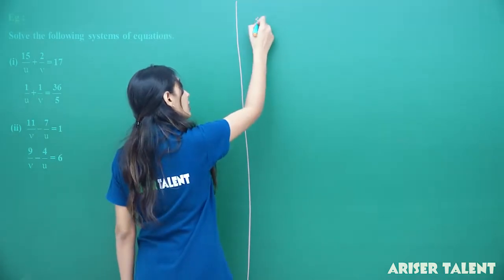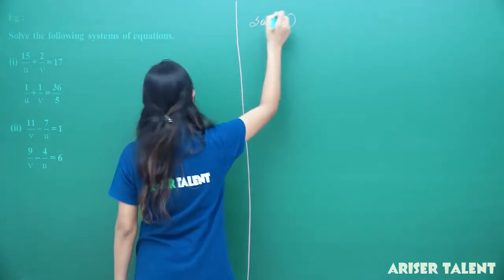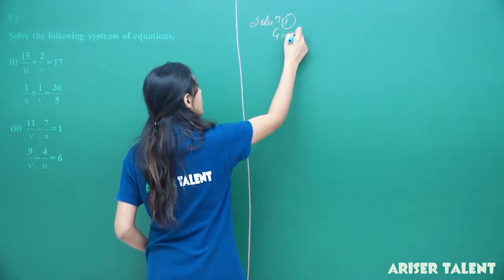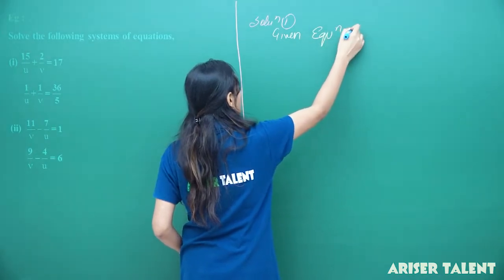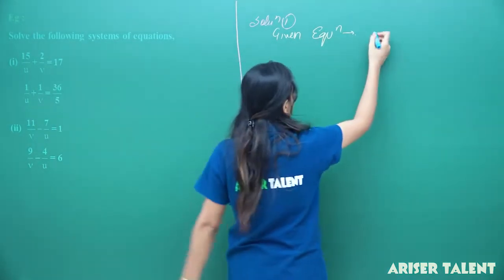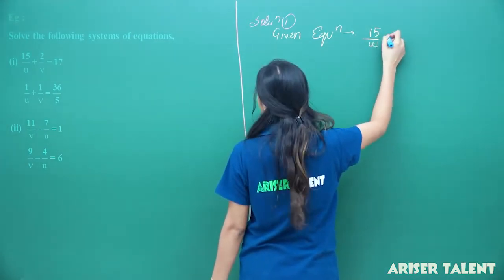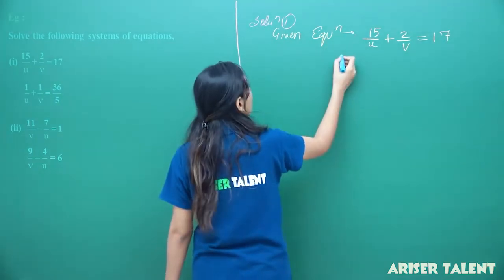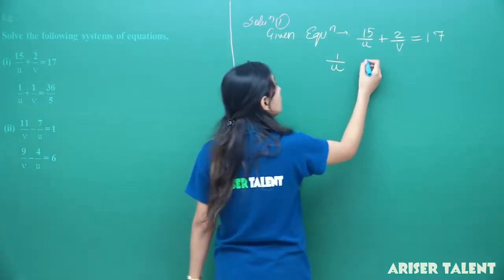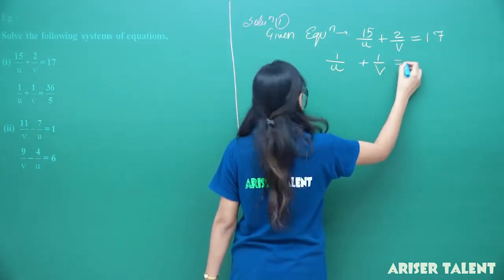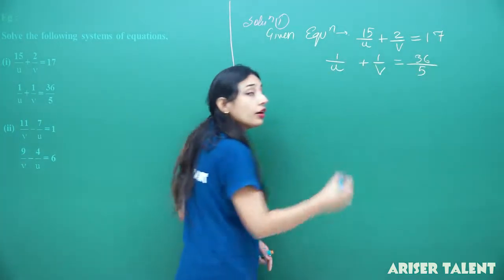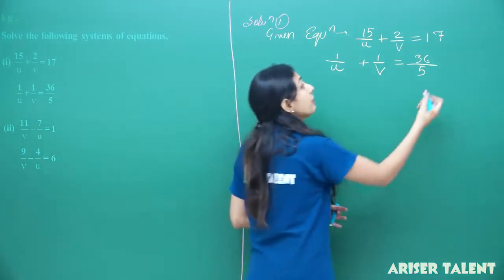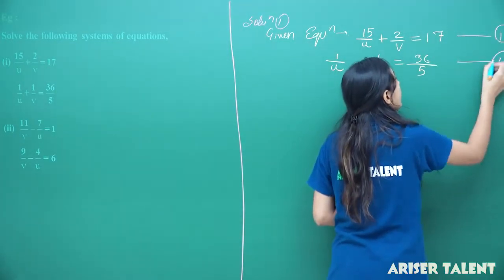Okay, so talking about solution number 1 of this question, we are having the given equations. The given equations, students, are 15 by u plus 2 by v equals 17, then 1 by u plus 1 by v equals 36 by 5. According to what we have studied, we have these two equations: equation number 1 and equation number 2.